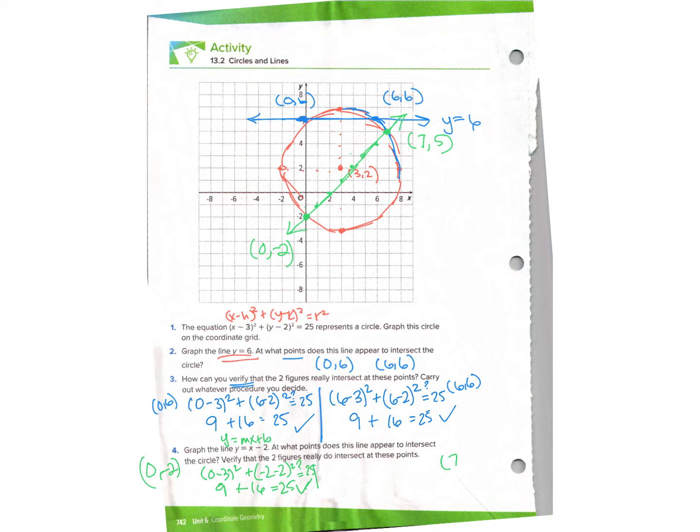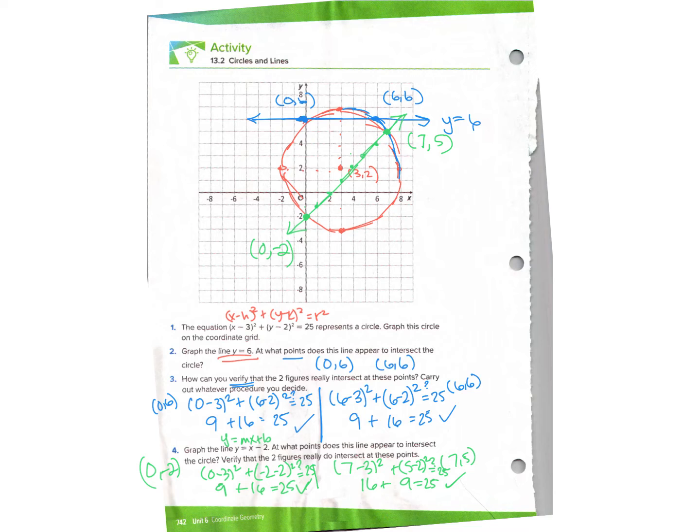Let's try 7, 5 this time. So 7 minus 3 squared plus 5 minus 2 squared, and I'm trying to see if that's 25. So I'm going to get 4 squared, which is 16, plus 3 squared, which is 9. Yep, that one's working out as well.